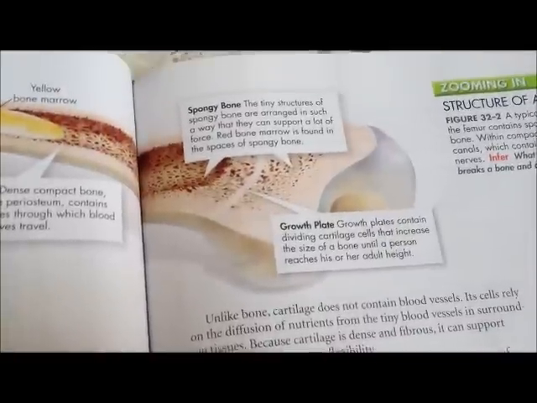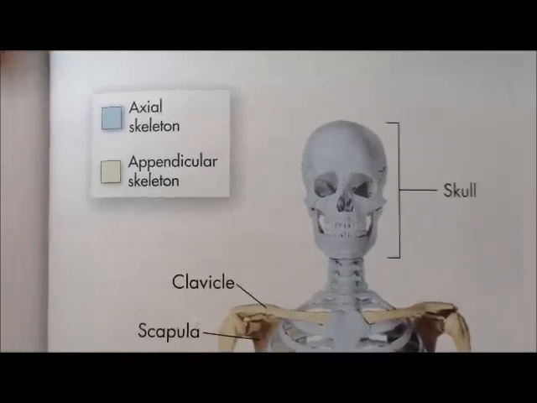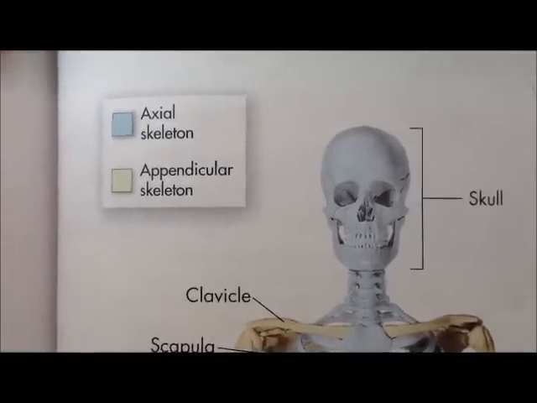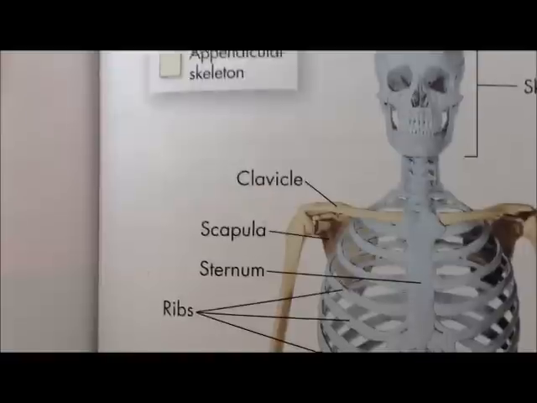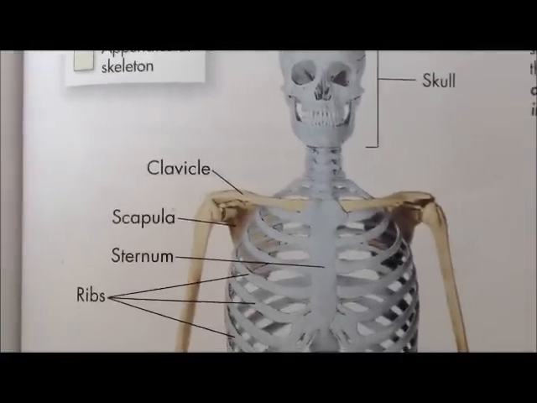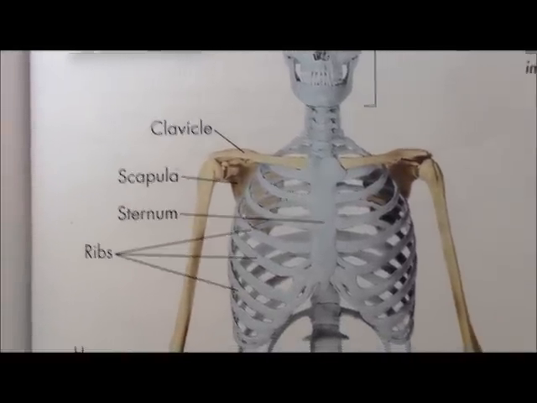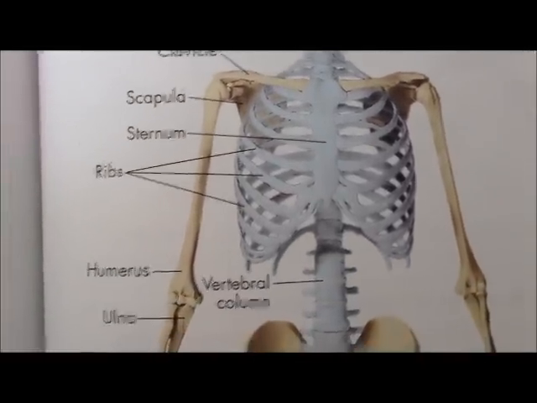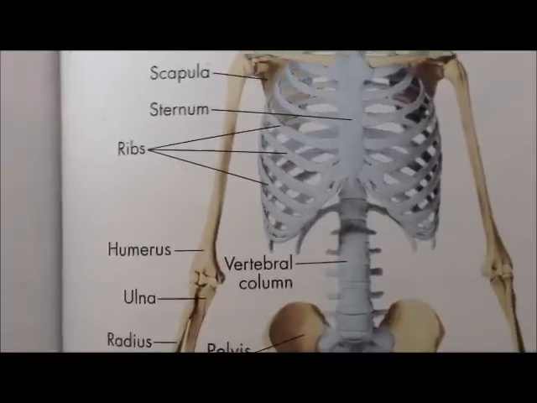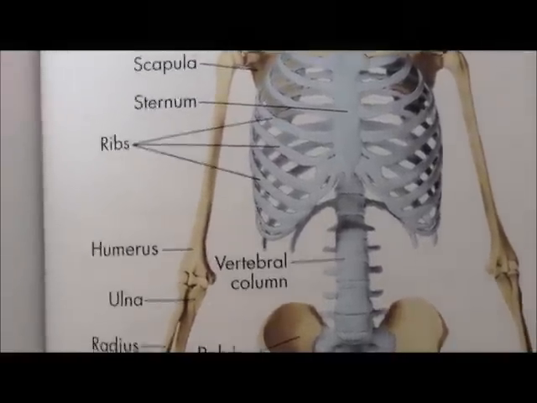Support. The bones of the skeleton support and give shape to the human body. Protection. Bones protect the delicate internal organs of the body. For example, the ribs form a basket-like cage around the heart and lungs. Movement. Bones provide a system of levers on which muscles act to produce movement.